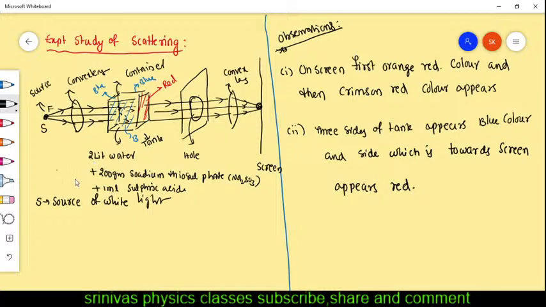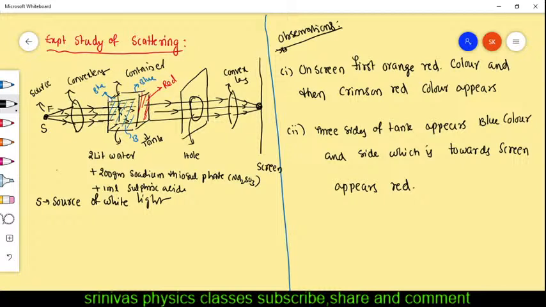Very carefully you have to hear. This is the source of white light. It is placed at the focus of the convex lens. Then when the source is at the focus, the light rays become parallel to the principal axis. They will go like this. And here we are placing a tank. I will repeat again. This white light source is placed at the focus of the convex lens, and then the light becomes parallel after passing through the convex lens.